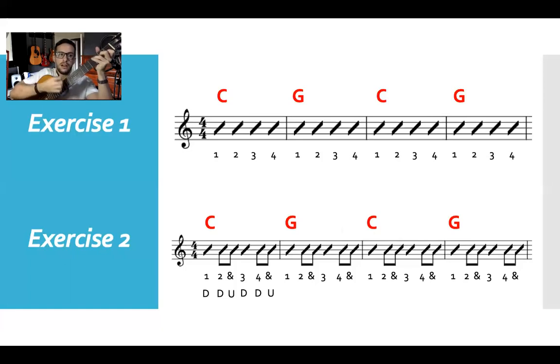Down, down, up, down, down, up. 1, 2, and 3, 4, and 1, 2, and 3, 4, and. You can also see it as every time you say the word and, you do an upstroke. Every time you count a number, you do a downstroke. Okay? So those are the 2 exercises.